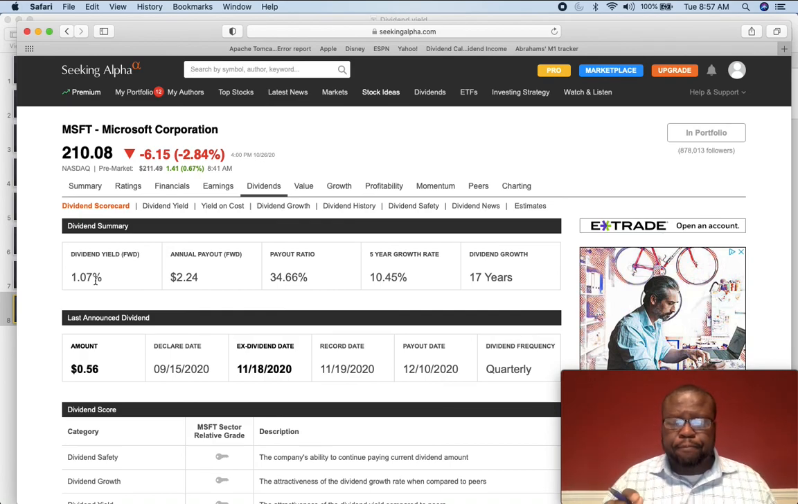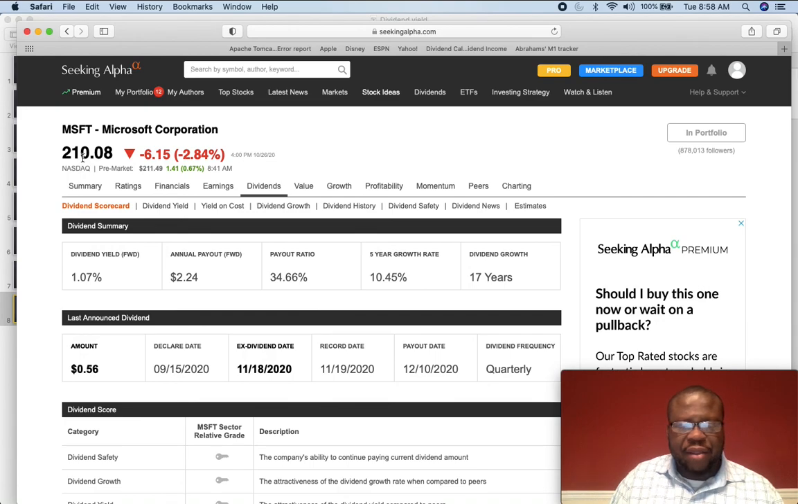And just to mention too, the dividend yield will fluctuate slightly. Why? Because the share price fluctuates slightly, right? Like today it's $210.08. Tomorrow it may be $210.15. So there's a little fluctuation, but for the most part, it's going to be pretty similar. 1% essentially. So for every $100 you invest in Microsoft, you're going to make about $1. Maybe $1.07. So nothing to write home about.